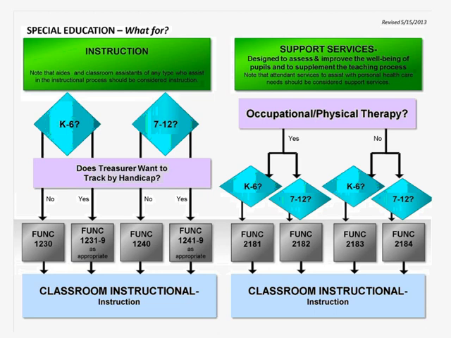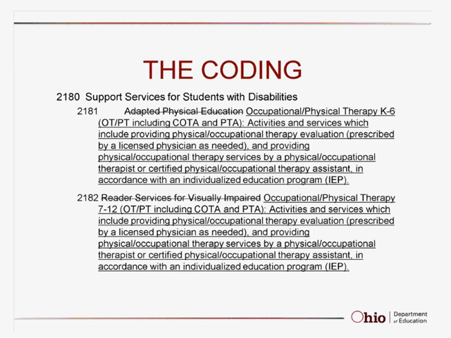Okay, on the right-hand column, you have the support services. And this is where we had to make some changes because we have a lot of codes out there, and the federal government really only wants to see K6, 712. So we did take the biggest cost item you have under your support services, which is OTPT. And so we have it broken down as to how you are going to code those expenses. So under 2181, OTPT K6 is going to have everything in there related to OTPT. 2182 will be 712 OTPT, and all associations with that, which includes your COTAs, your PTAs, all those types of expenses.